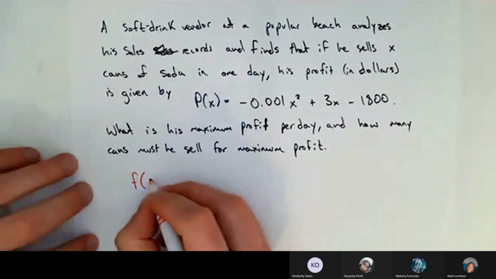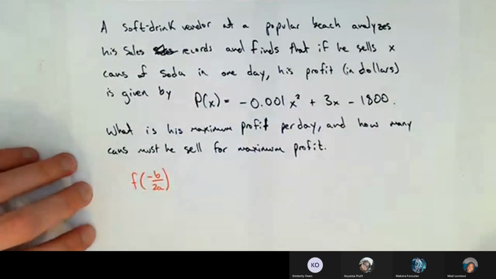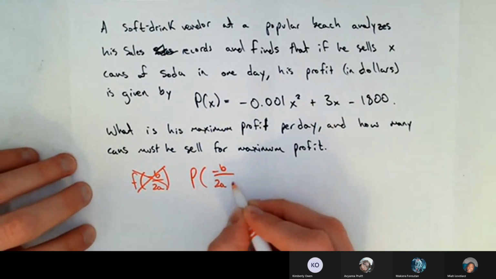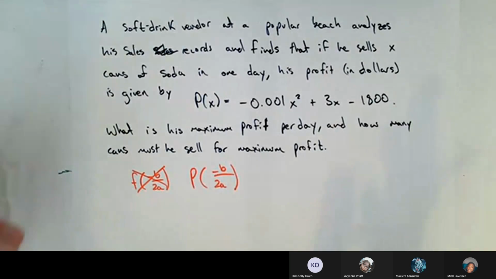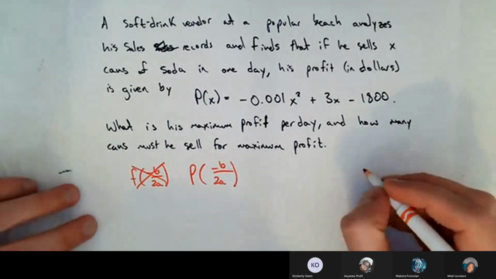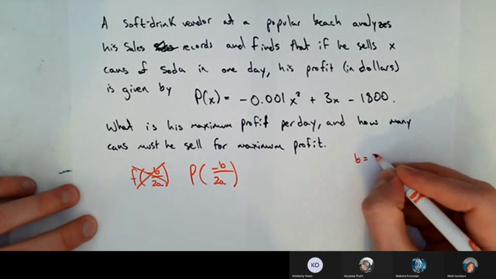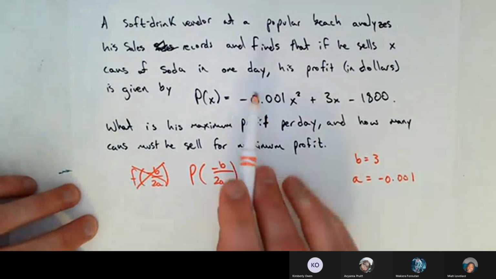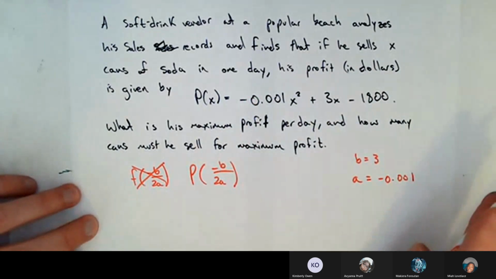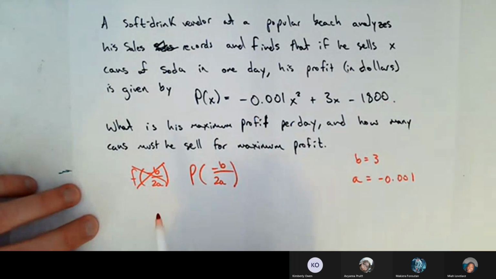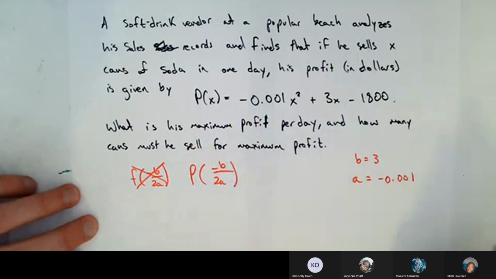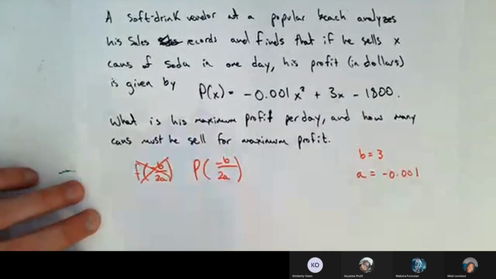Well, we know f at negative b over 2a is going to give us the maximum. Or in this case, p at negative b over 2a, because p here is the letter we're using for our function, p for profit. I know that b is equal to 3 and a is equal to negative 0.001. Those are just the coefficients of this function when it's written in the form ax squared plus bx plus c. C doesn't matter for finding the maximum.